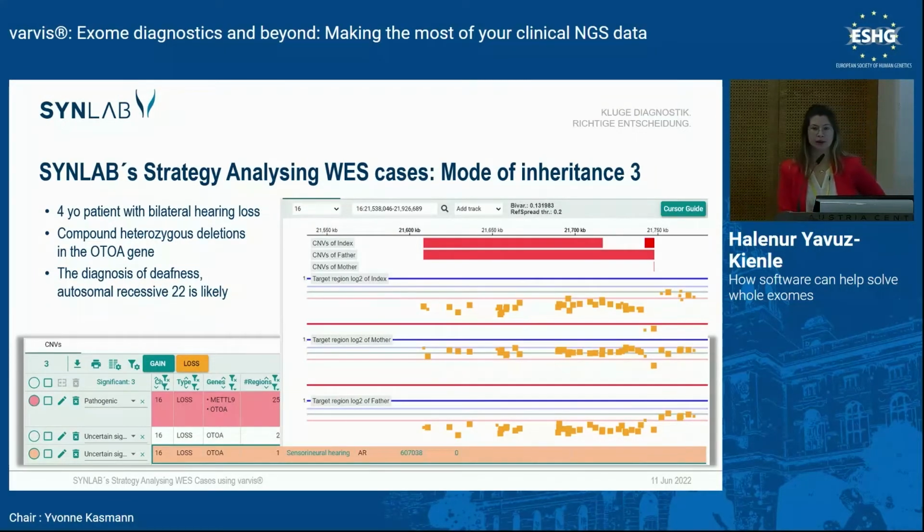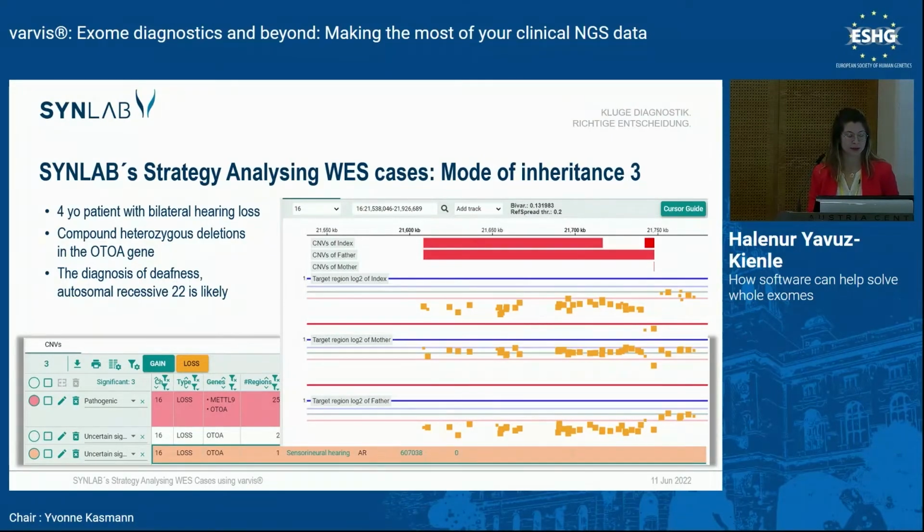Last case where I would like to show you the mode of inheritance aspects of filtering is a case where I brought two CNVs to show you. Here I'm not using any filter for mode of inheritance, but you can look for large deletions and duplications in the index, and also list the data of the index, mother and father under each other, so you can see nicely that the index actually had two deletions in the OTOA gene.